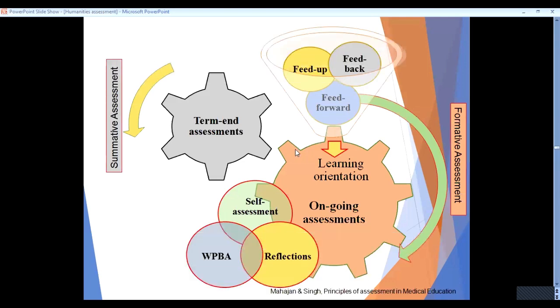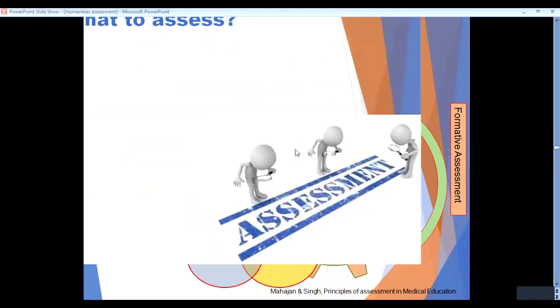So this is the diagram which you should remember. As you can see in the funnel, there is feed up, feedback, and feed forward. All the three together set the orientation for learning. And the wheel of assessment is based on formative assessment, reflections, self-assessment, and various tools of assessment. All this together, with the help of summative assessment, might make the students competent in various attributes of humanities.